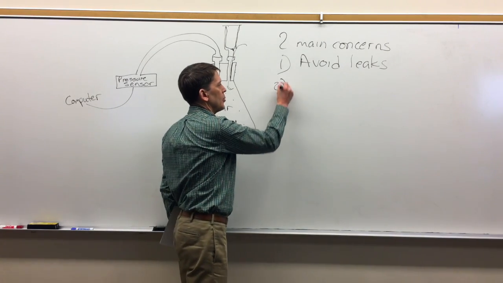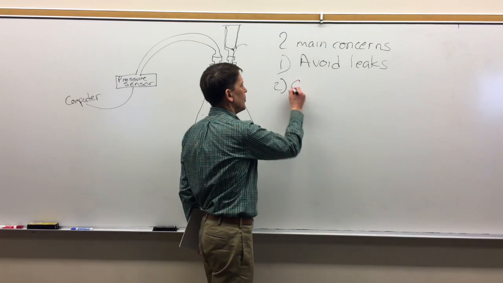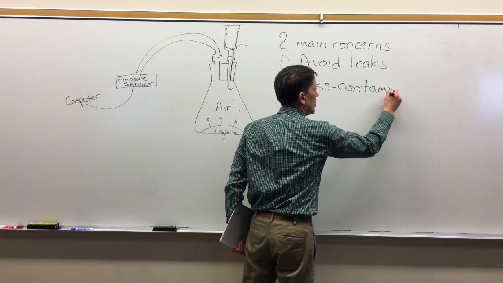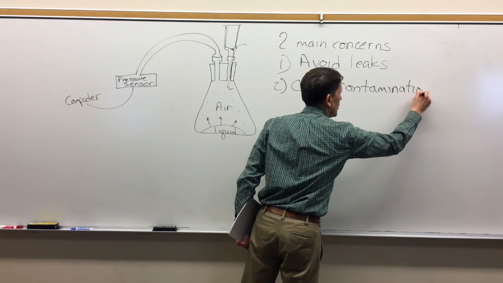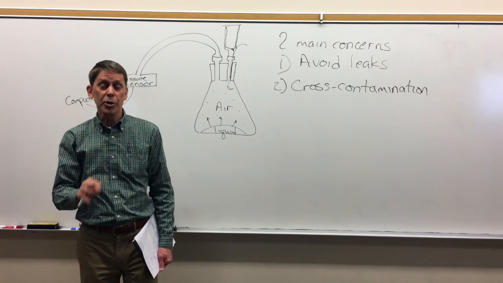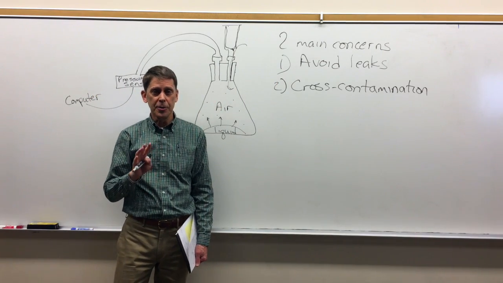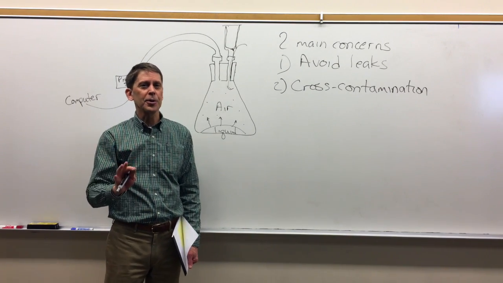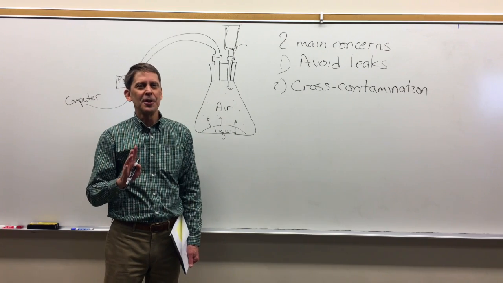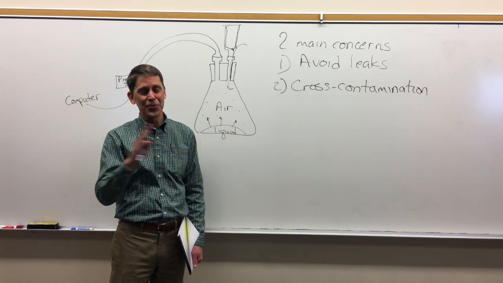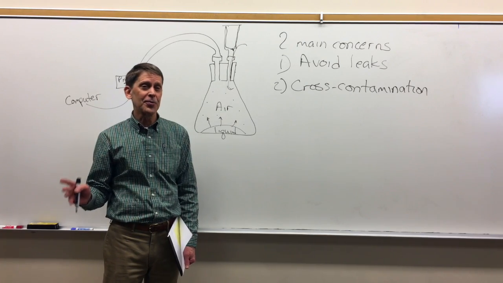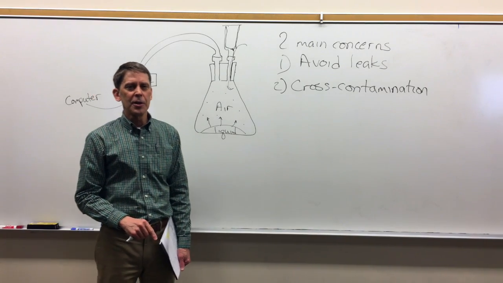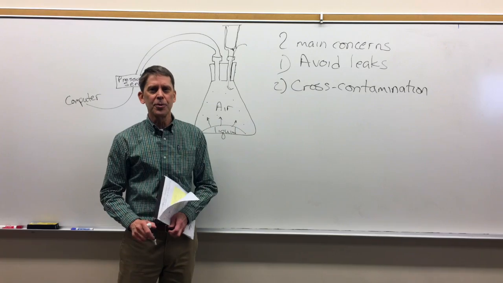The second thing is that we need to avoid cross-contamination. We're going to be measuring the vapor pressure of 4 different liquids in the lab this week, and as we transition from one liquid to the next, it's critical that the system gets completely cleared out of the first liquid before we add the second liquid, and also the vapor of the first liquid before we add the second liquid. So those are the two main issues, and now I'll go to the apparatus and show you how to do these things.